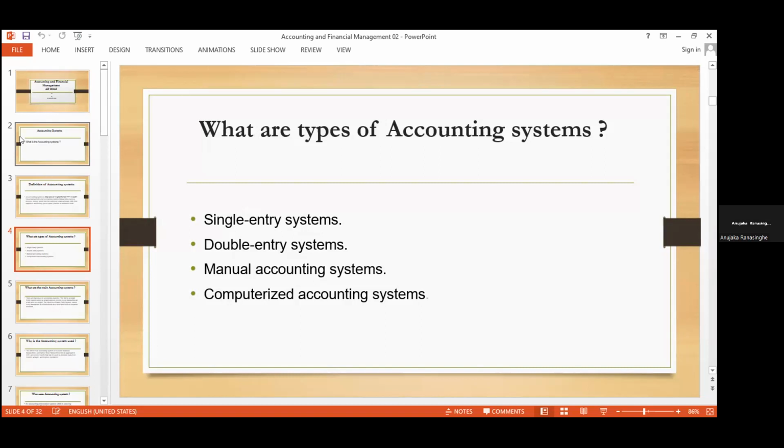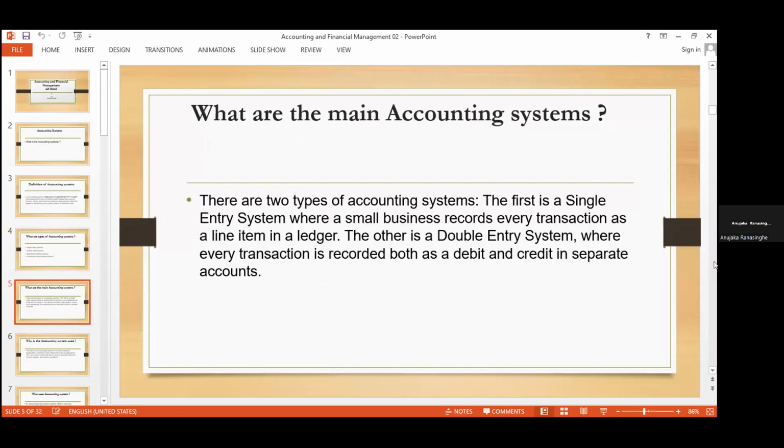These are the types of accounting system: single entry accounting system, double entry accounting system, manual accounting system, and computerized accounting system. We have 4 types of accounting system. We will elaborate one by one.